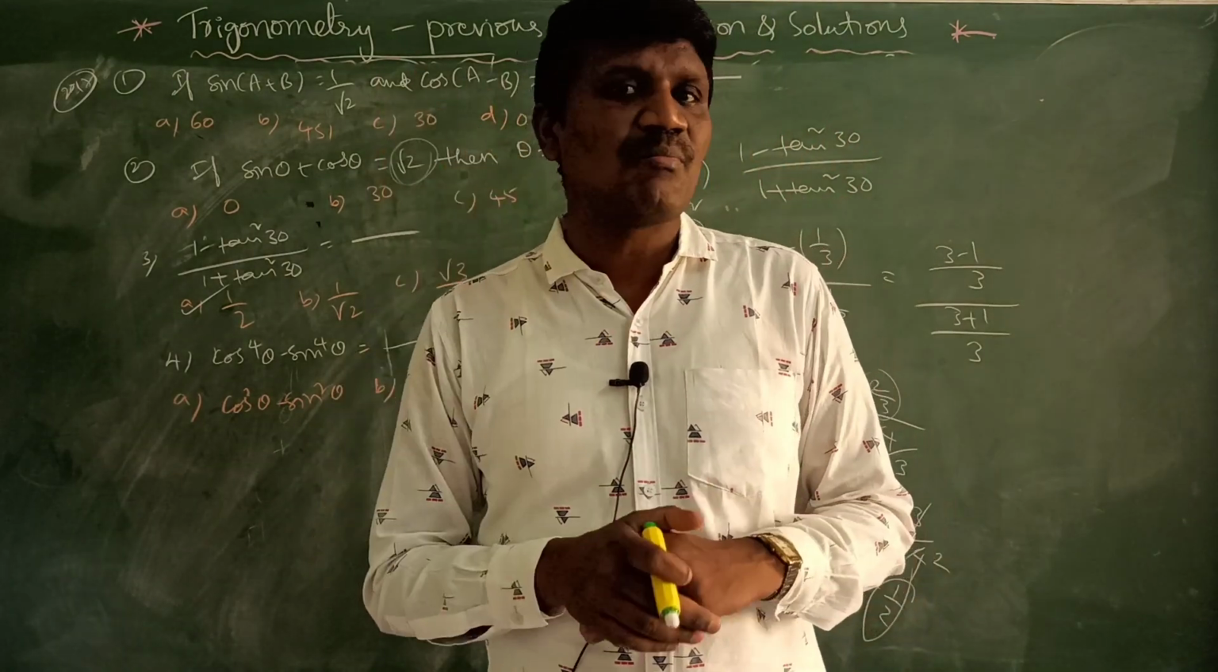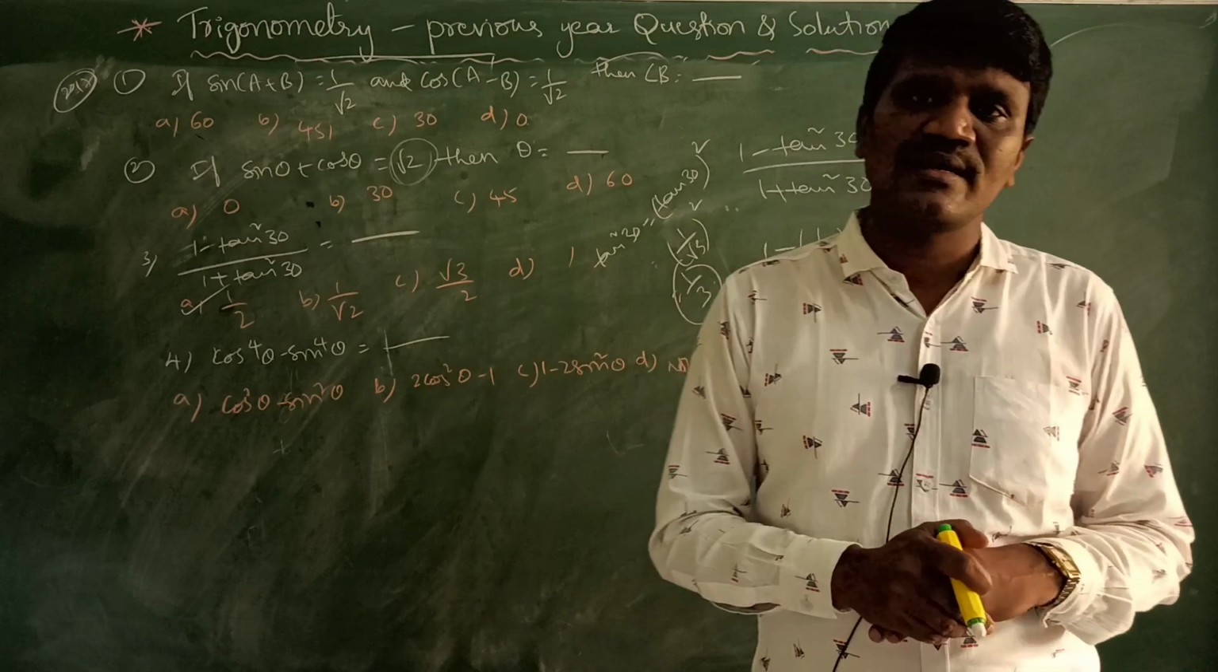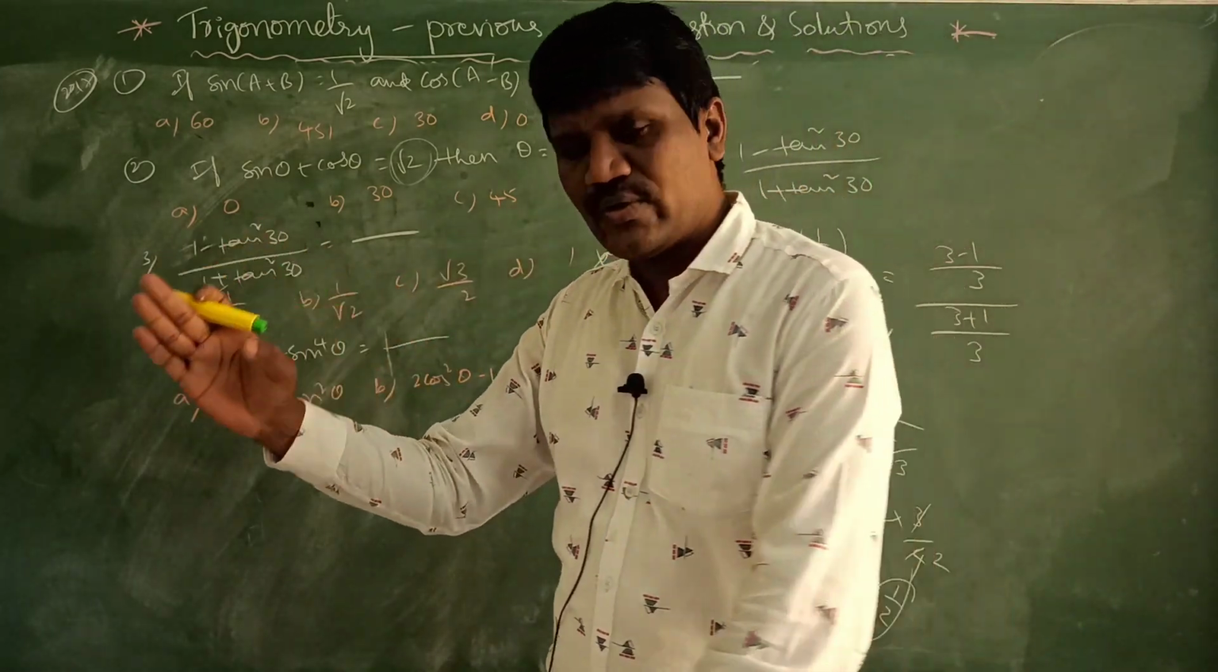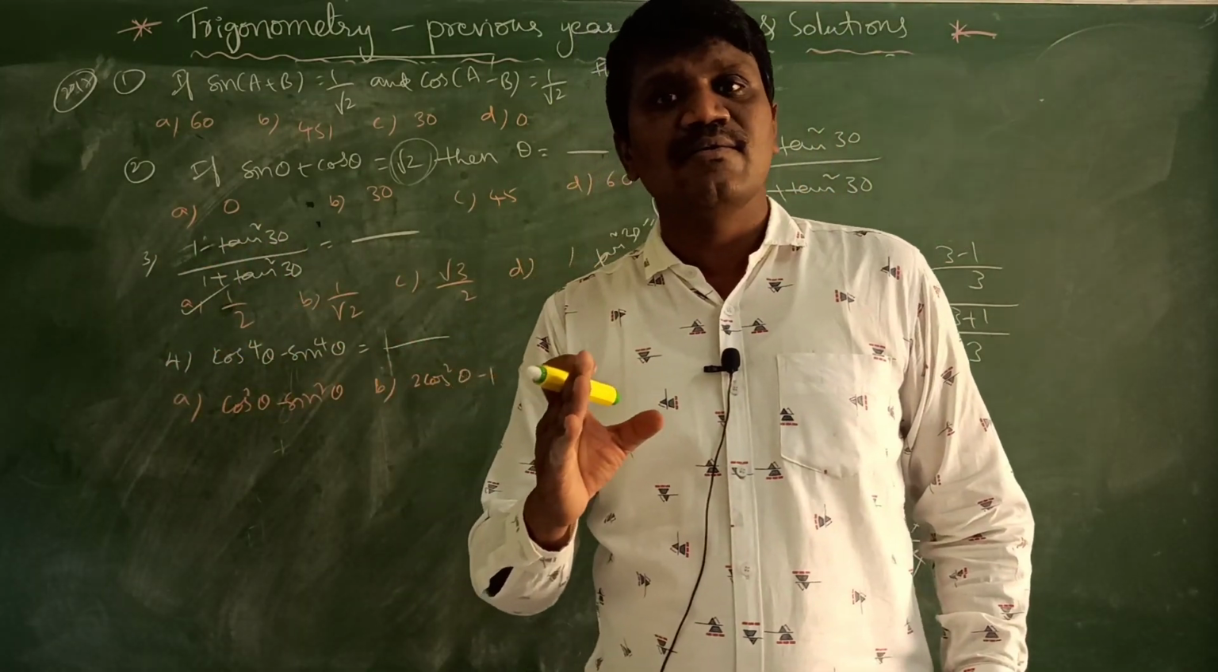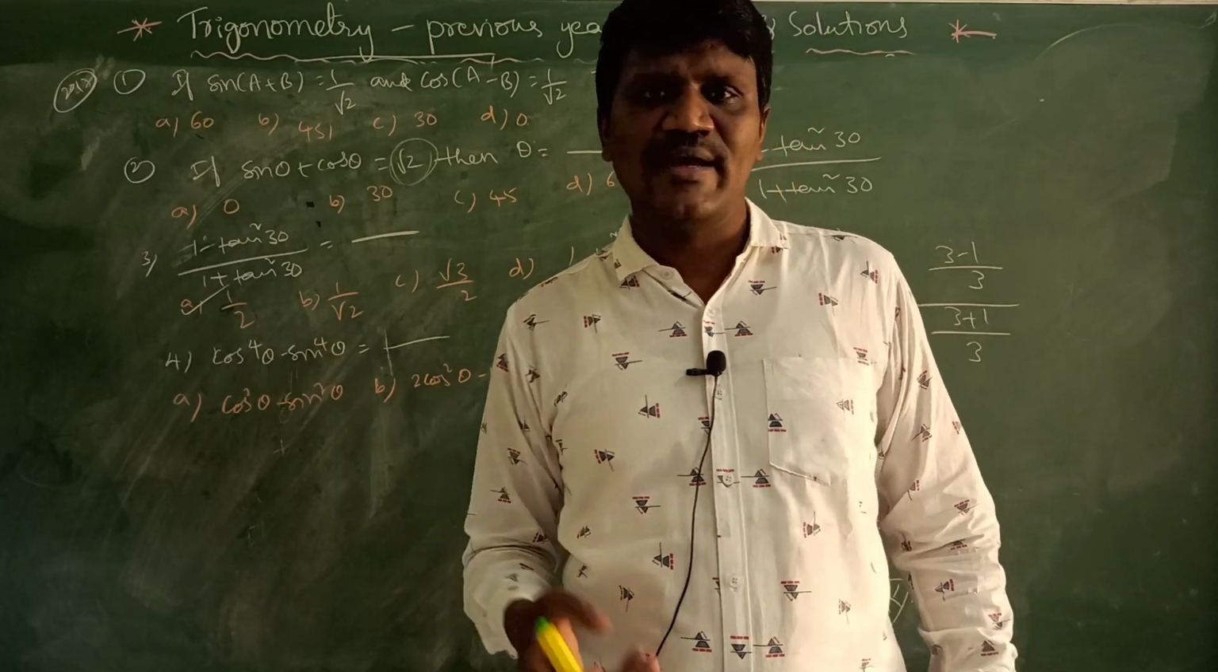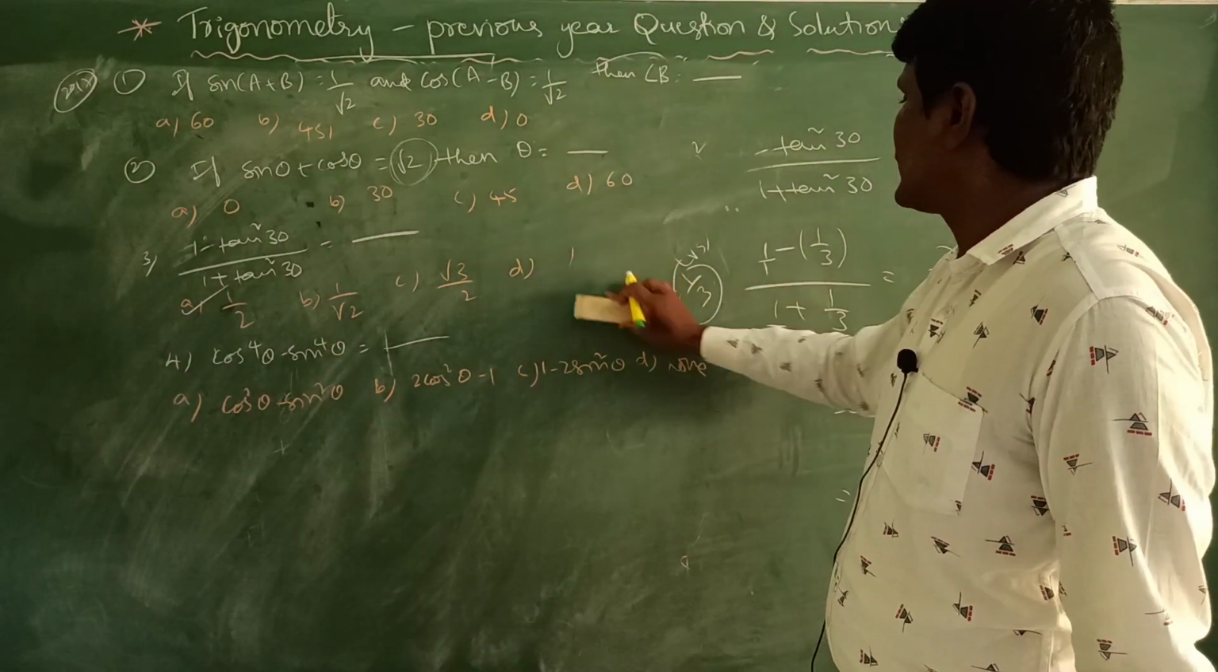A square minus b square formula we know. So what is a square minus b square? It is a plus b into a minus b. Substitute there, and you will get the answer.